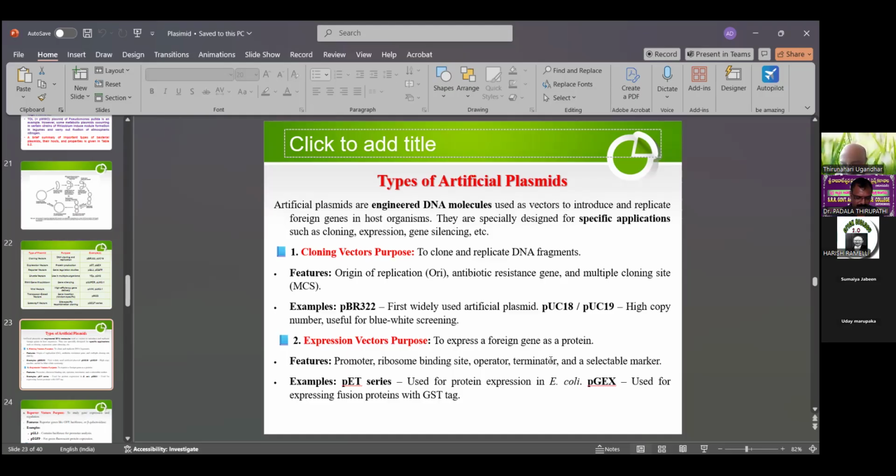To express the foreign gene as a protein, the features are promoter, ribosome binding site, operator, terminator, and selectable markers. All these features are built in by our biotechnologists. These prepare the expression vectors, for purposes like the pET series. Also pGEX in E. coli is used for the expression of fusion protein with a GST tag. This is the second type of artificial DNA.